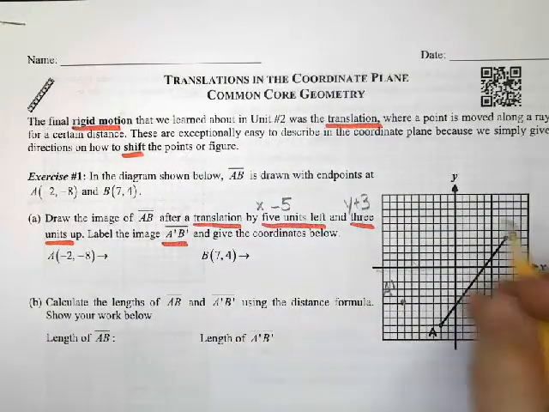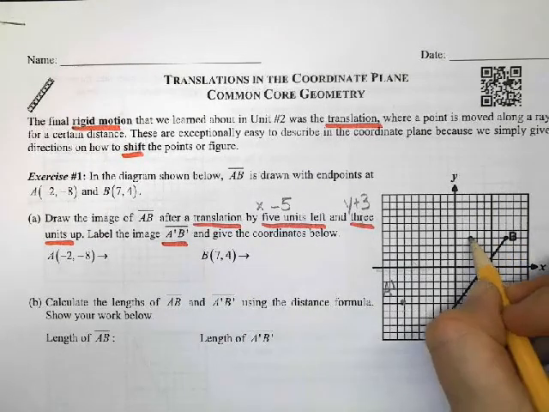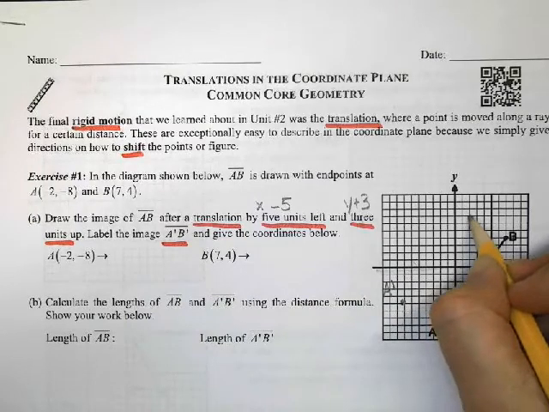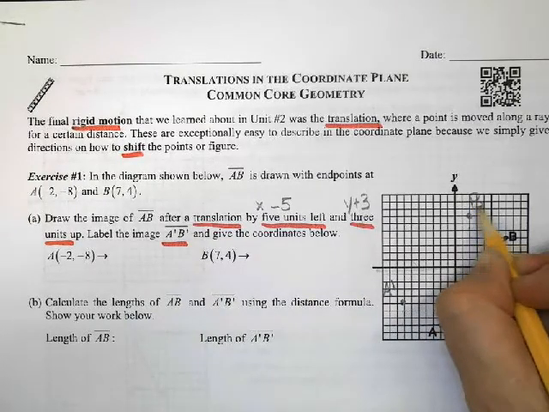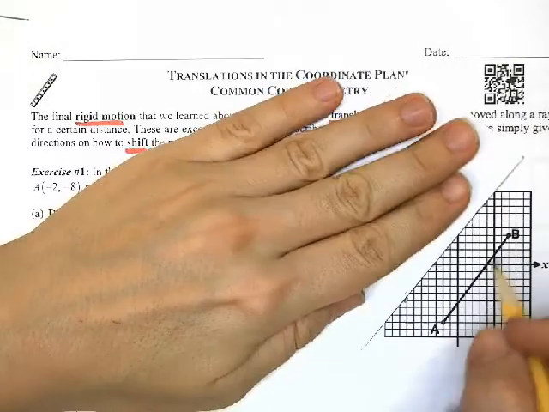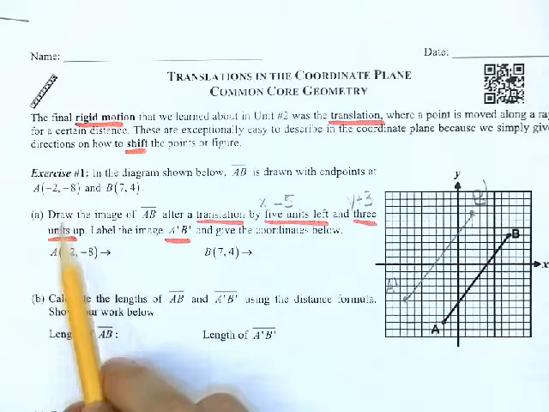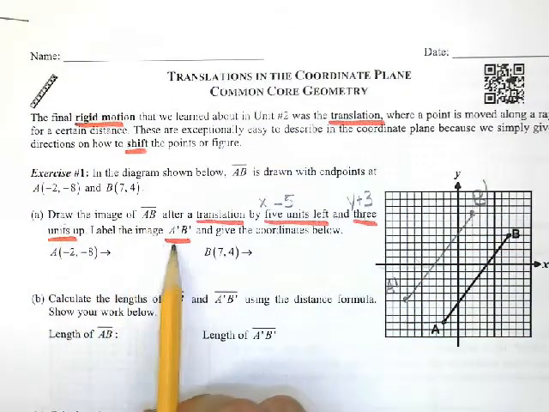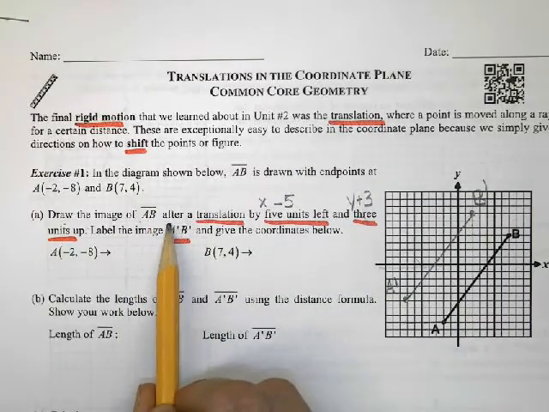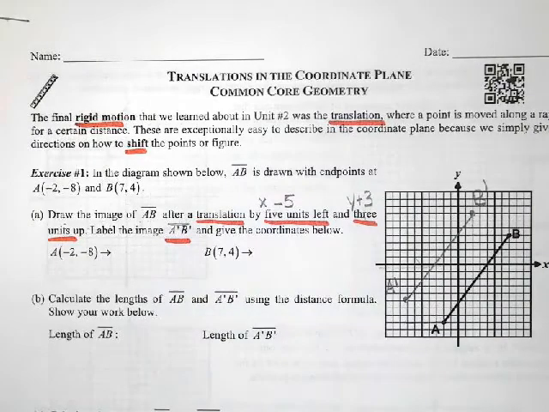But graphically, I'm moving it 1, 2, 3, 4, 5 to the left and up 1, 2, 3. There's where B prime is going to go. And then it asks me to give the coordinates. So I'm actually going to draw in that segment because it says to draw the image AB, and it uses this notation on top, which is the notation for segment. Draw the segment A prime, B prime.